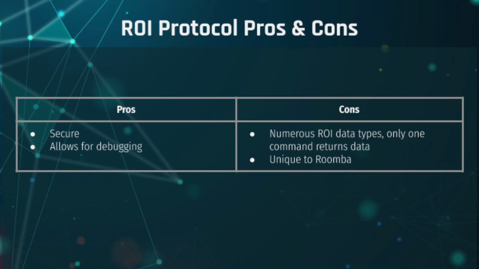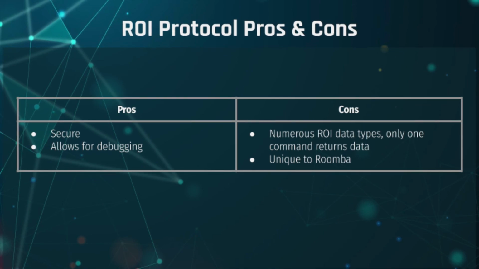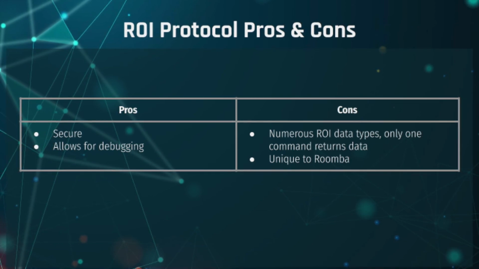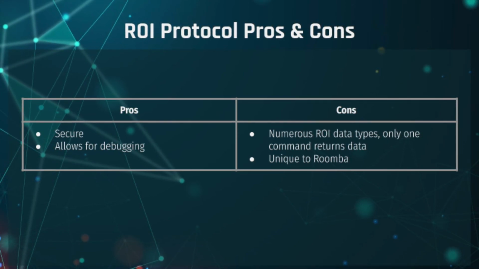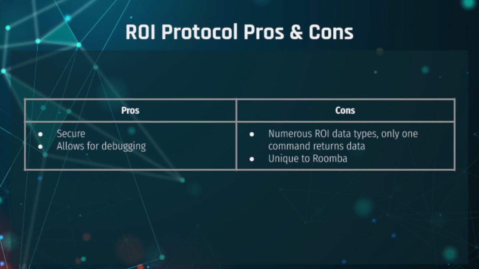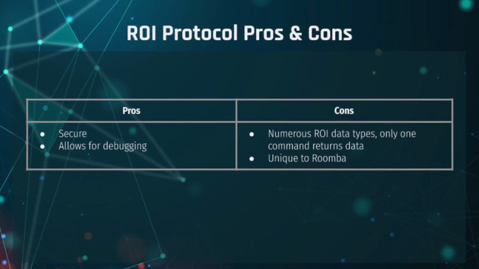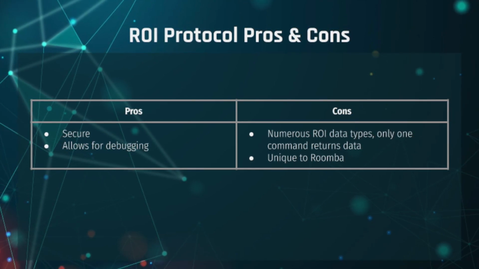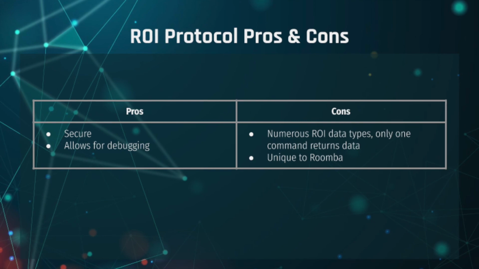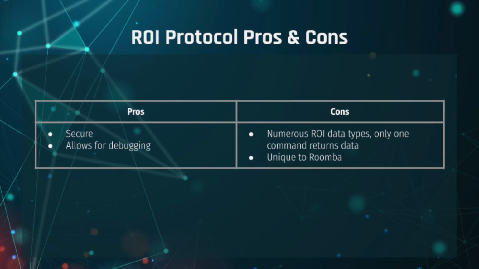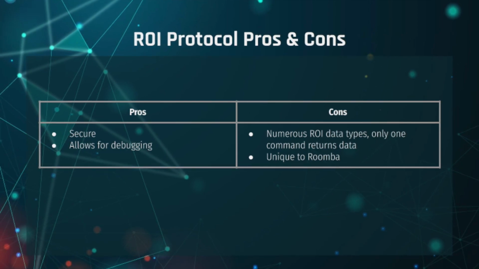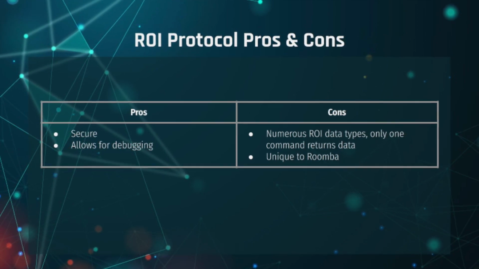This is the list of pros and cons for the ROI protocol. The pro of this is that the robot's data remains secure. The cons of using the ROI protocol are that it uses numerous ROI data types and only one command returns data. The data types come in the form of a single byte, a 16-bit value represented as 2 bytes, several bits encapsulated in a single byte, and combinations of the previous. This makes it difficult to see the data that is coming back and to keep track of the syntax.